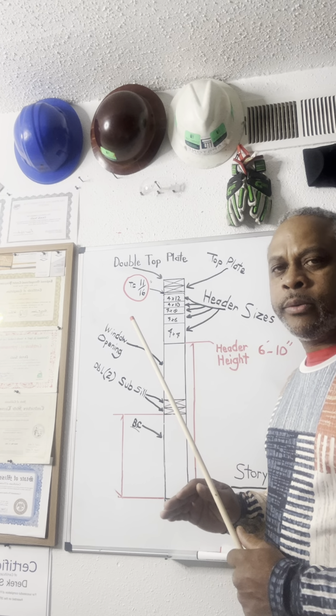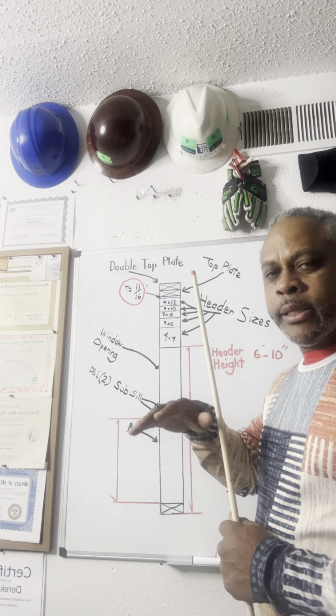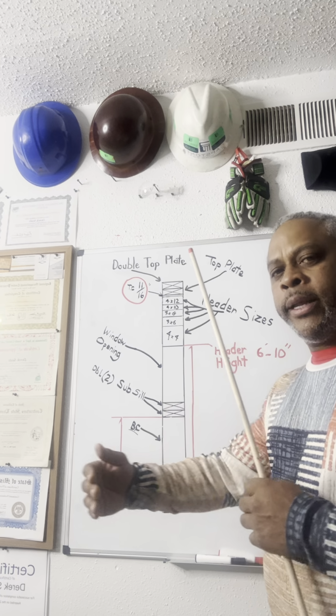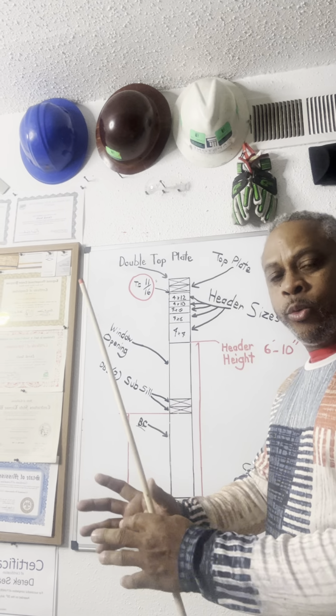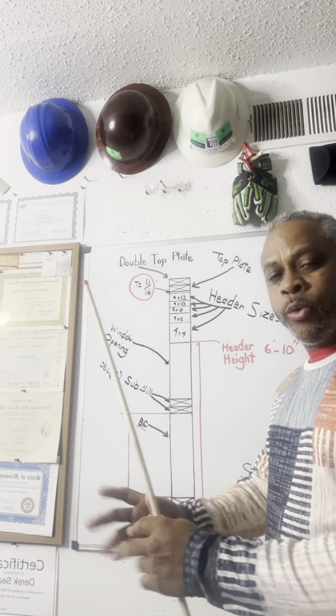They add support from the bottom of that header that transfers from the top plate, the double top plate. All that weight is supported so that opening can be walked through or looked through. It's a space created so that weight is transferred around the opening. That's what the header support is for. It supports an open space.